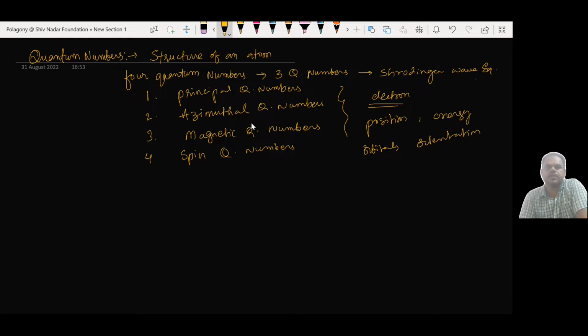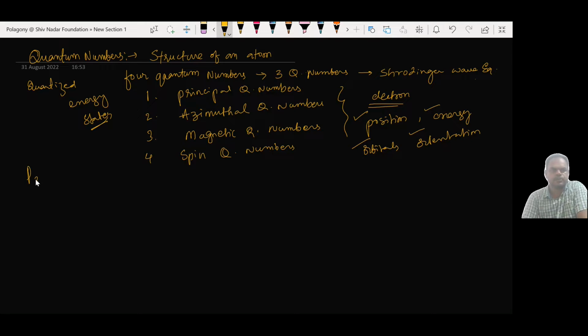So all the four quantum numbers tell about the position of the electron, the energy state of the electron, the shapes of the orbitals and the orientation of orbitals. That means all the quantum numbers talk about quantized energy states. Let us discuss one by one.